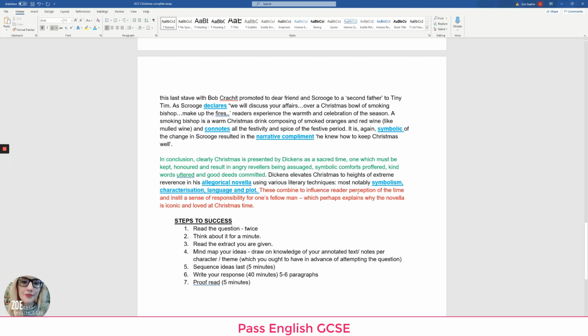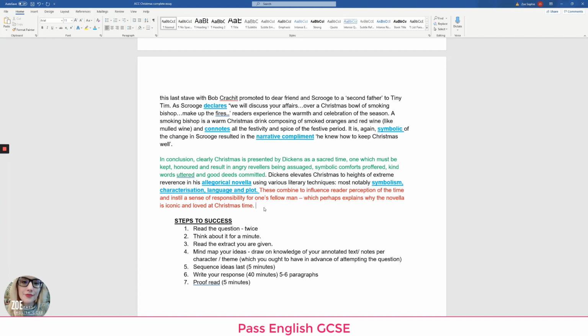These combine to influence reader perception, that means point of view, of the time, and instill, that means put in them, a sense of responsibility for one's fellow man, which perhaps explains why the novella is iconic, that means very well known, and loved at Christmas time. So a nice little context point there to finish it all off, draw it all together, but I'm still linking back to Christmas and why it's important and how Dickens presents it.